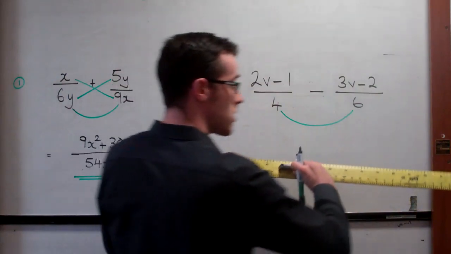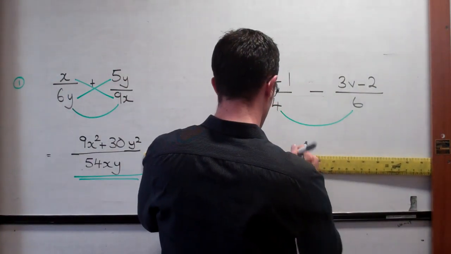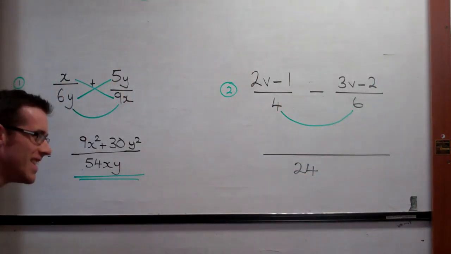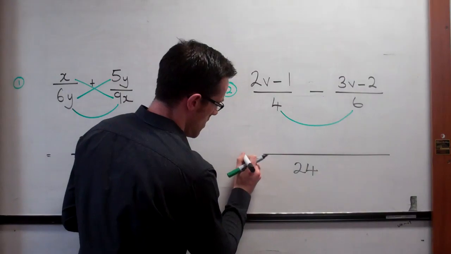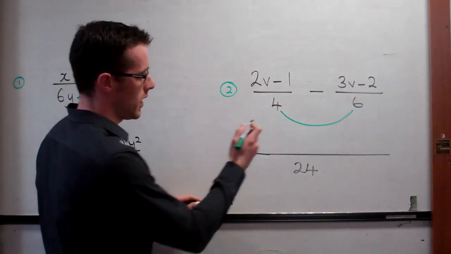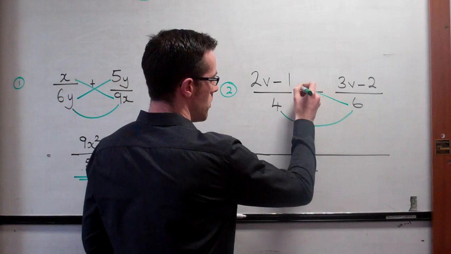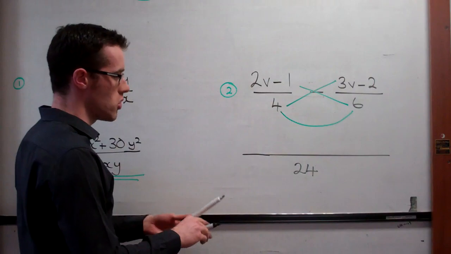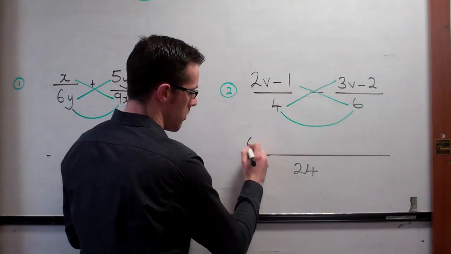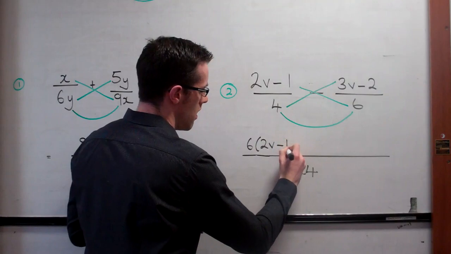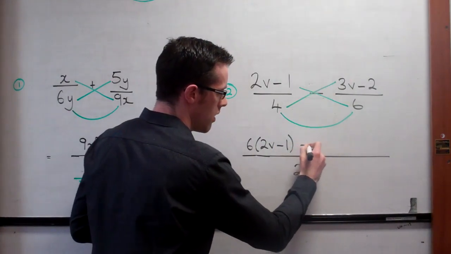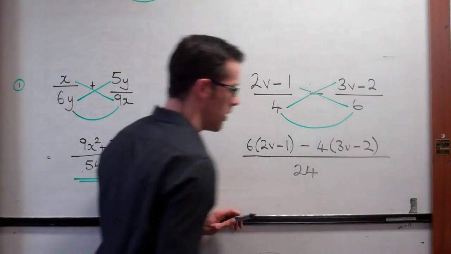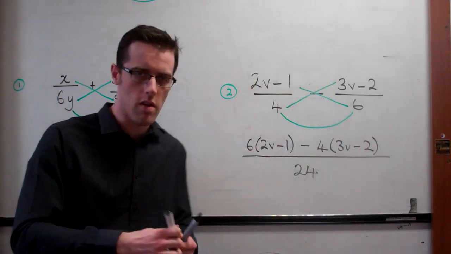I'm going to get the ruler this time, so this might be quite long. Okay, and the kiss part. So 6 multiplied by 2v minus 1, then 4 multiplied by 3v minus 2. So how we'd write that down is just using our brackets, and then it's subtract. Like so. So as long as we can construct this, then we're good.